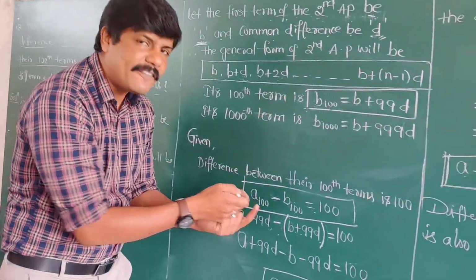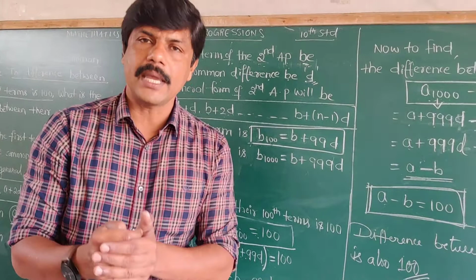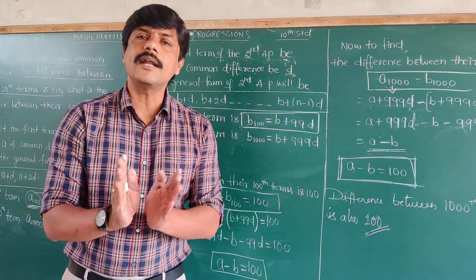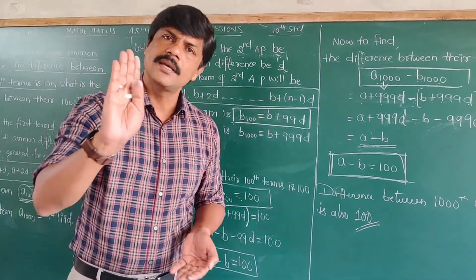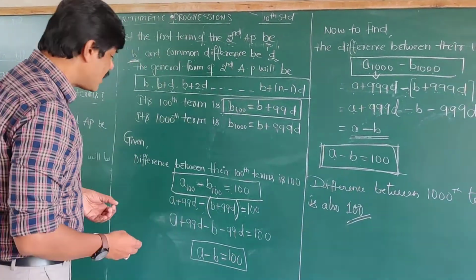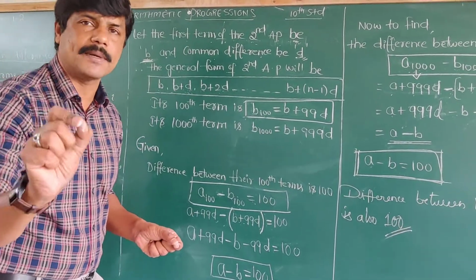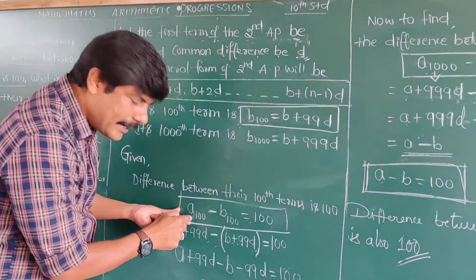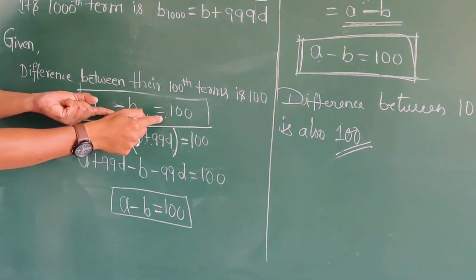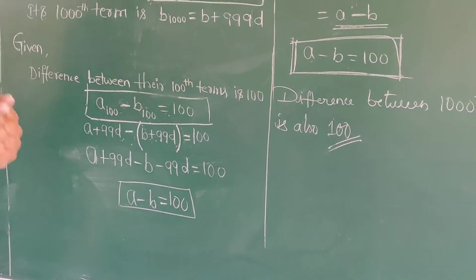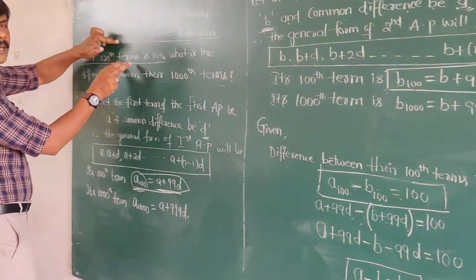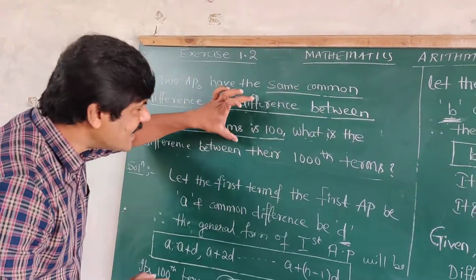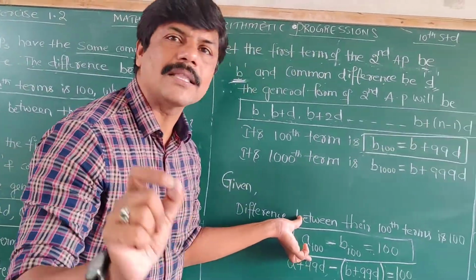That's what is written here. In mathematics, difference means subtraction, sum means addition, product means multiplication, and ratio means division. Did you understand, children? Now, the difference between the 100th terms of the two APs is given. What is that? 100. I have taken A100 minus B100 equals 100. How did I get this? I got it from the statement that the difference between their 100th terms is 100. With this statement, we have got this mathematical form.